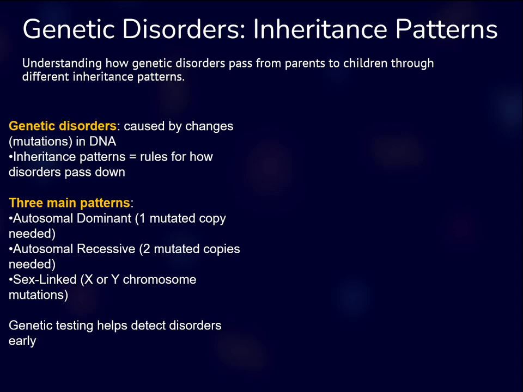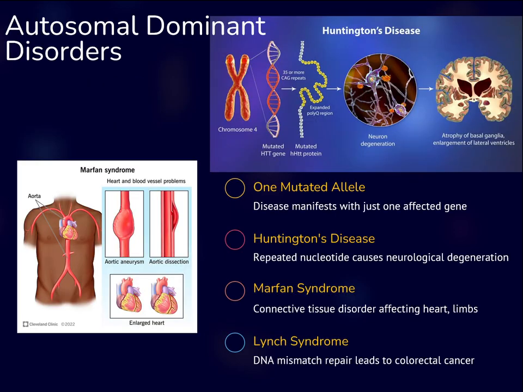We'll also explore real-world examples like Huntington's disease, Tay-Sachs disease, and color blindness. By the end of this video, you'll understand how genetic disorders are inherited, why certain conditions appear more in certain populations, and how modern technology like karyotyping and genetic counseling can help families manage these risks. Let's begin with autosomal dominant disorders.